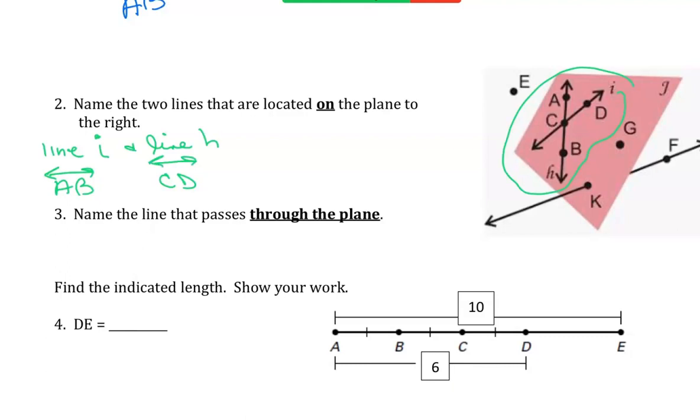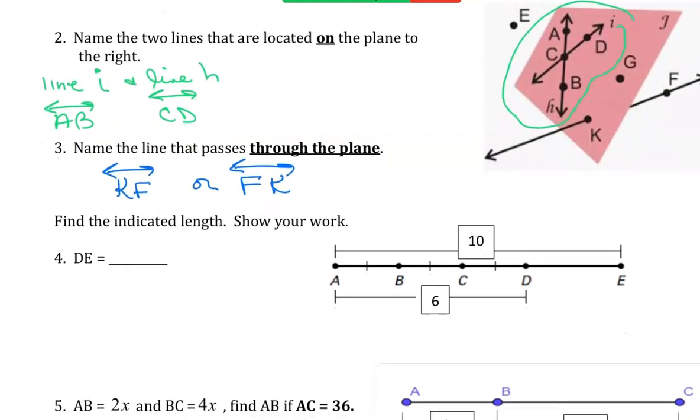Okay, name the line that passes through the plane. You only have 2 options. You can either call it KF with this notation or FK with that notation.